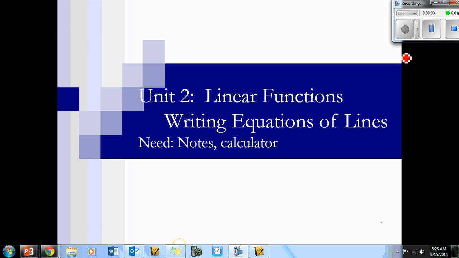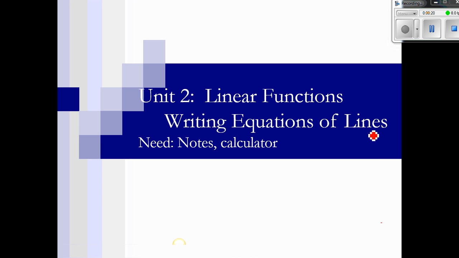Hello and welcome to the continuation of Unit 2, Linear Functions. Today we're going to be writing equations of lines, and we are going to need the very important formula y equals mx plus b, and you're going to need your notes and a calculator.